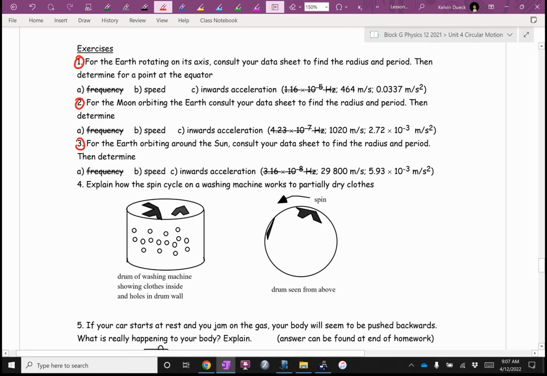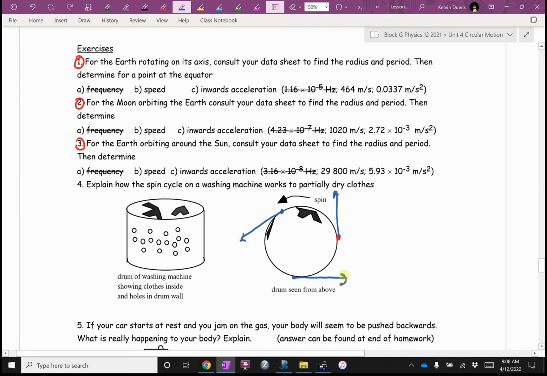It says, explain how the spin cycle on a washing machine works to partially dry clothes. Specifically, if you were looking down and you saw the spin cycle in slow motion, if this was a drop of water right there, what path will it trace? Okay. Once it leaves, what path will it trace? Okay. A lot of people think, oh, the water flies out that way. No, it does not. The water would fly out and hit there.